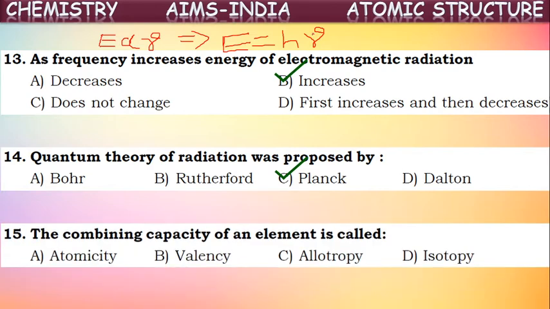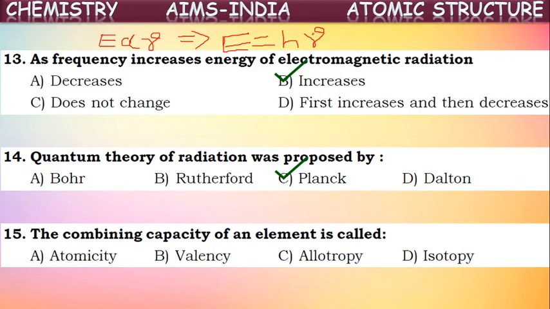Next one. The combining capacity of an element is called what? Valency. What does combining capacity mean here? Elements which have 8 electrons in their valence shell are more stable. They are unreactive. But the elements with less than 8 electrons in their valence shell are reactive or unstable. So these elements will try to acquire 8 electrons in their outermost shell.